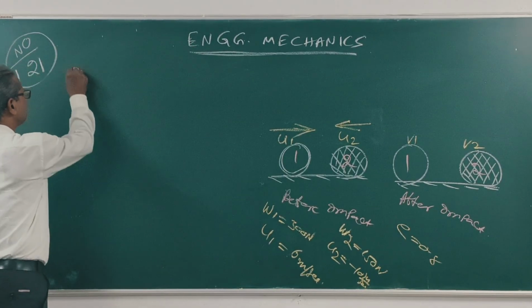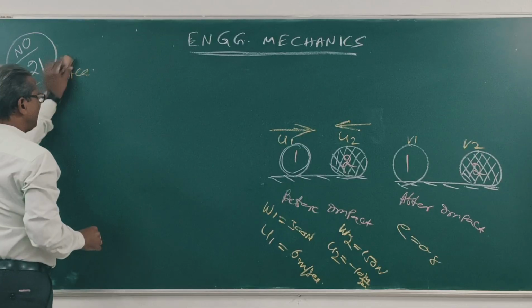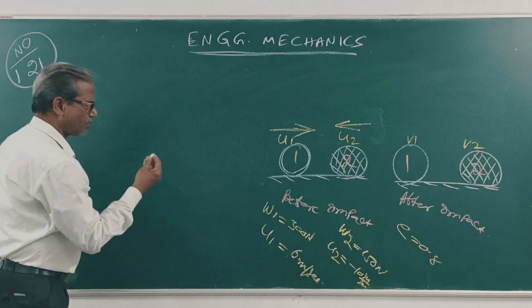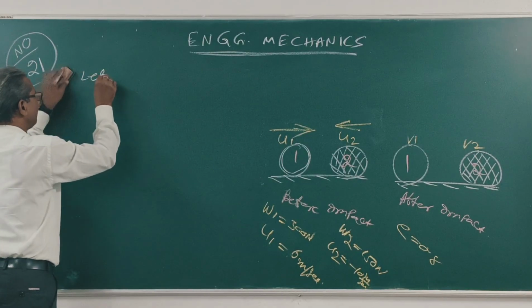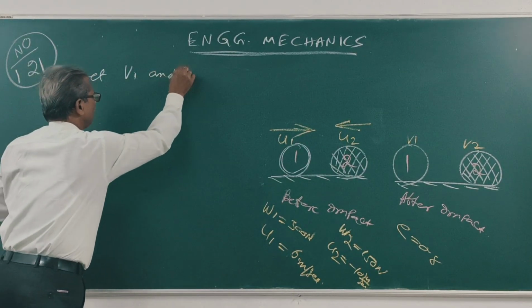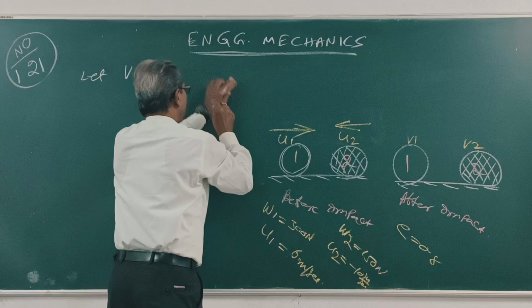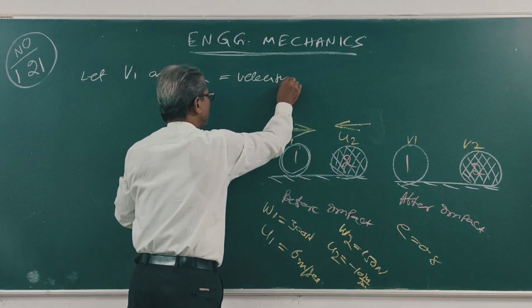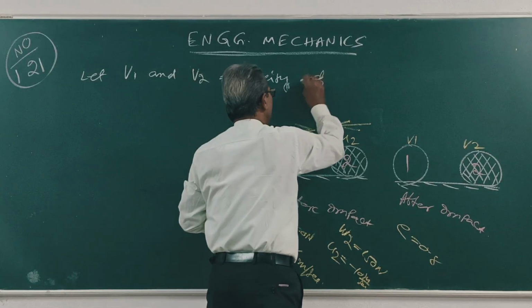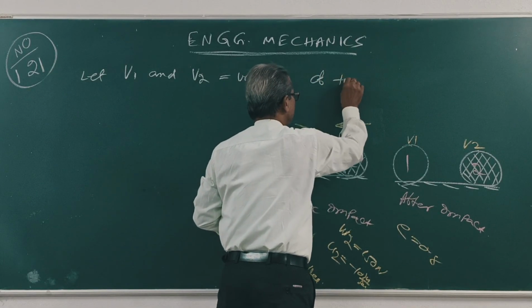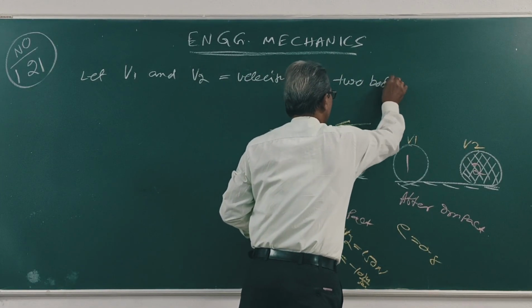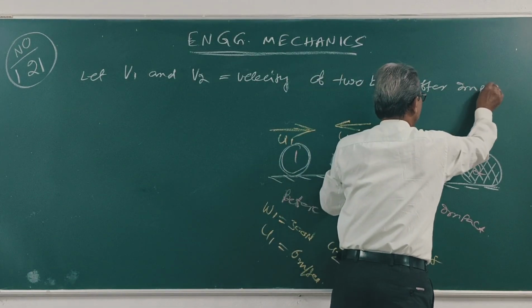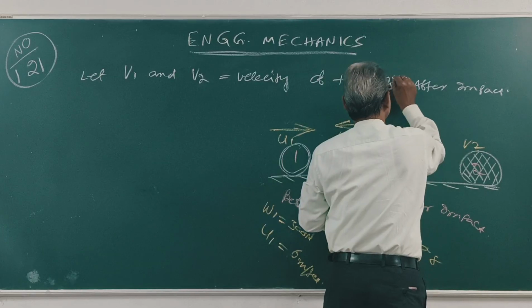Now, let V1 and V2 be the velocities of the two bodies after impact. Clear?